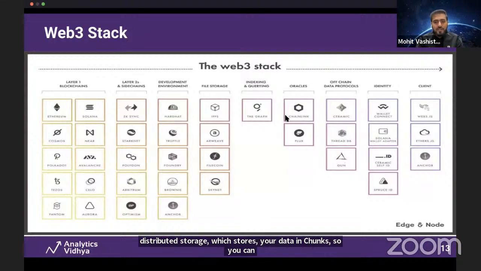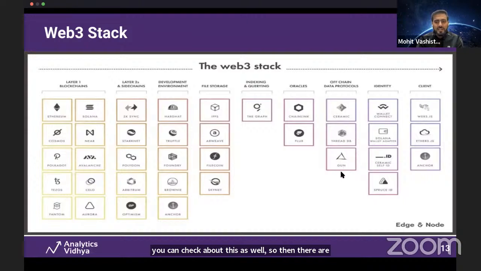Then there are oracles, Chainlink, and plugs. Off-chain data protocols are there as well, ThreadDB and all that. Then the identity management system, as I told you, WalletConnect is one of them. Then MetaMask and Solana wallet adapters, and there are a lot of other wallets, which provide you your private key and give you an identity as well.